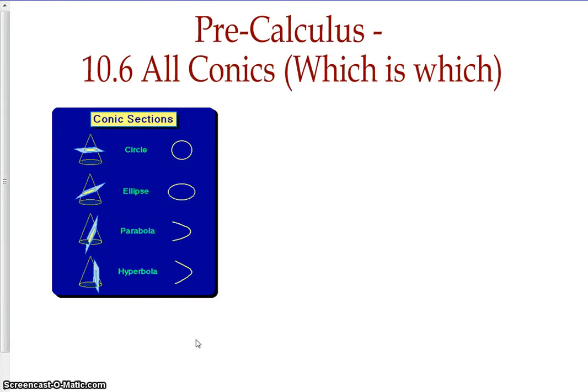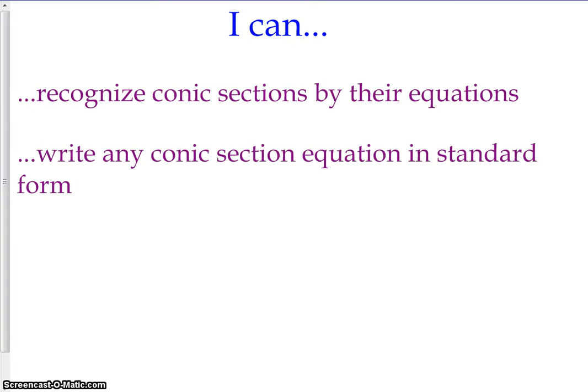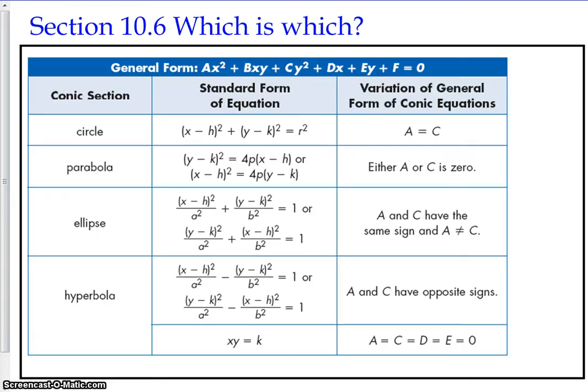Okay, so now we're going to go on to our last section in Chapter 6, which is called All Conics, and I like to call it "which is which." So how do we know, when we have the general form, so when it's not in standard form, which conic is which? So how do we know which conic we're dealing with here? By the end of this, we're hoping that you can recognize conic sections by their equations, and you can write any conic section in standard form.